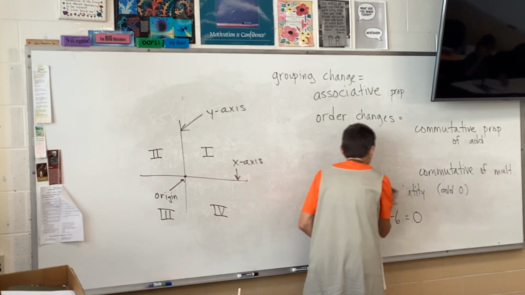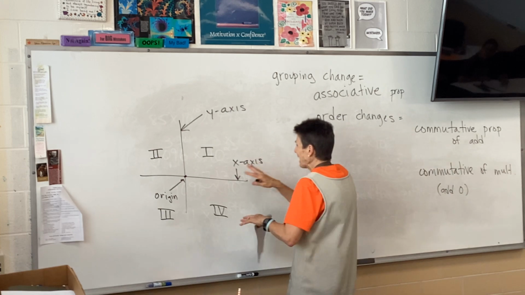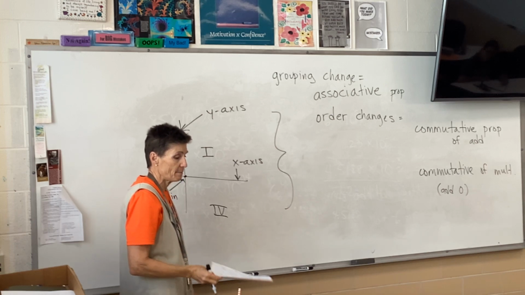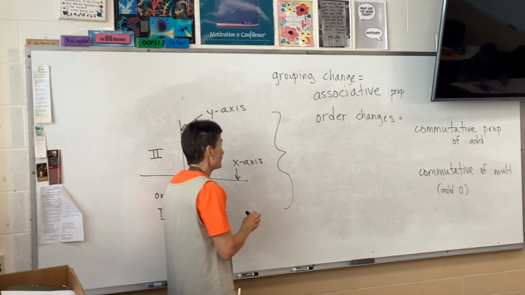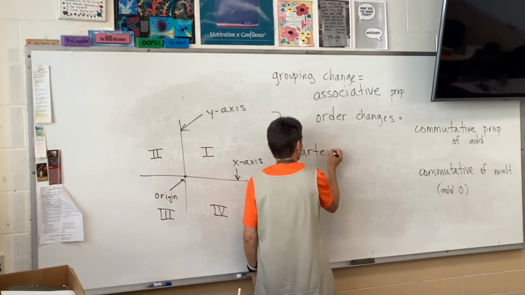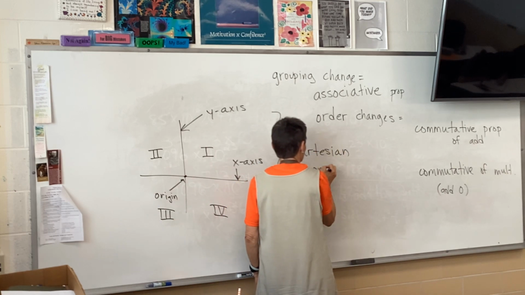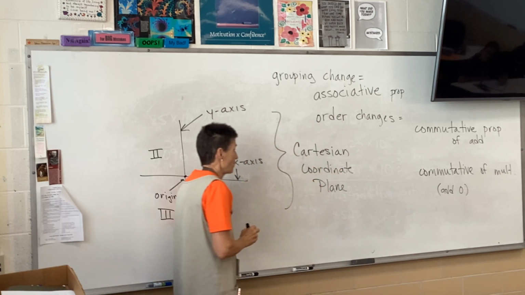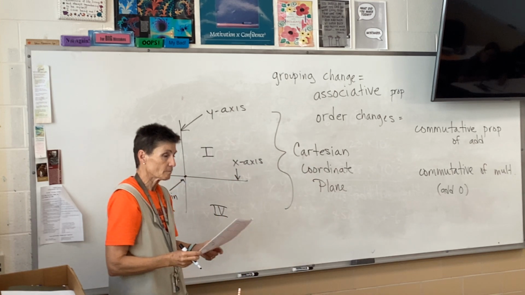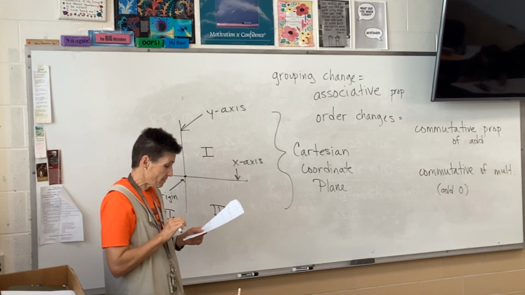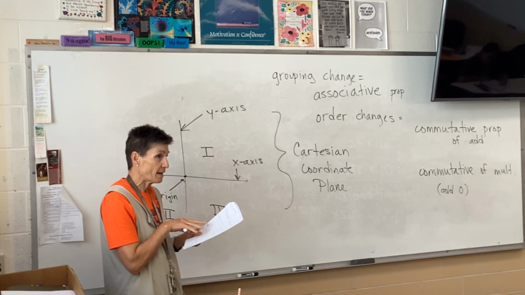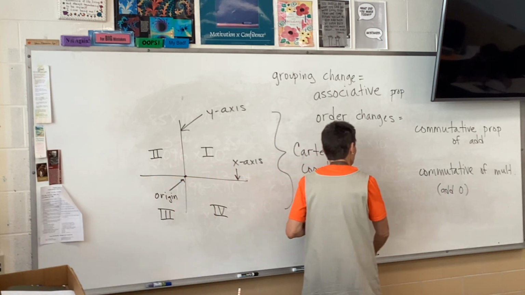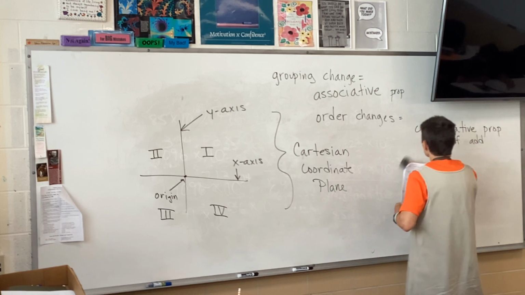And the whole system, whenever you draw that setup, that whole system is called what? Anybody know? It's called the Cartesian coordinate plane. Rene Descartes, one of the great mathematician philosophers. All right, I think I filled everything in, right? Everybody good on that? Vocabulary? Okay, because now we're gonna start doing some math with those concepts.